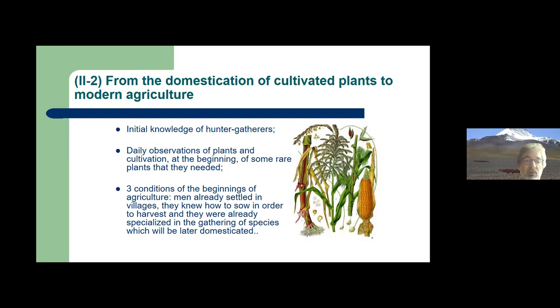And we need three conditions for the beginning of agriculture. Men already settled in villages. They knew how to sow in order to harvest, and they were already specialized in the gathering of species which would later be domesticated.